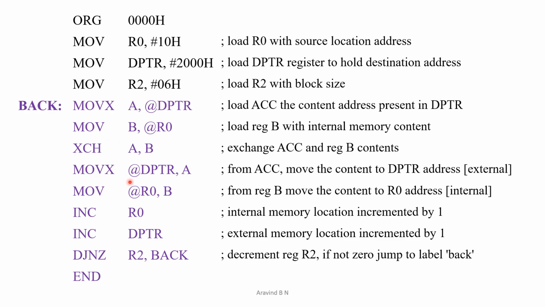Now MOVX @DPTR, A. So the value which was there in the internal memory is now moved to the external memory. MOV @R0, B. The value which was there in the external memory is now being moved to the internal memory. Now increment R0, increment DPTR. Now decrement the count value R2. If it is not equal to 0, then jump back and keep repeating this loop again and again till R2 becomes equal to 0. Now let us see the simulation of the same program.